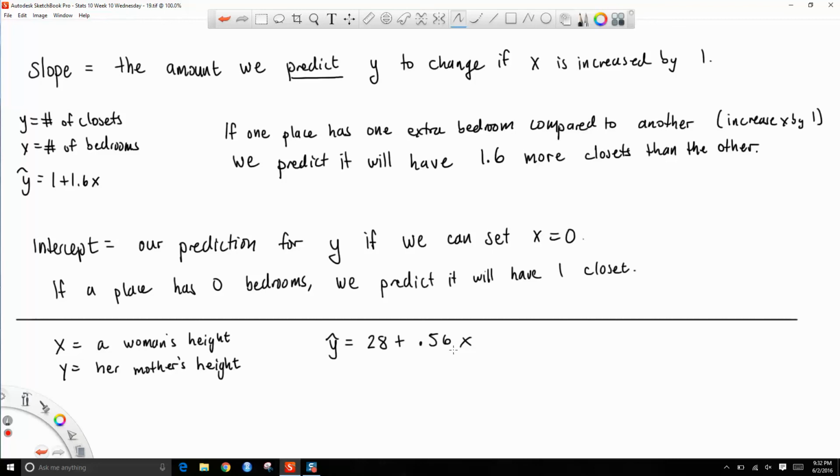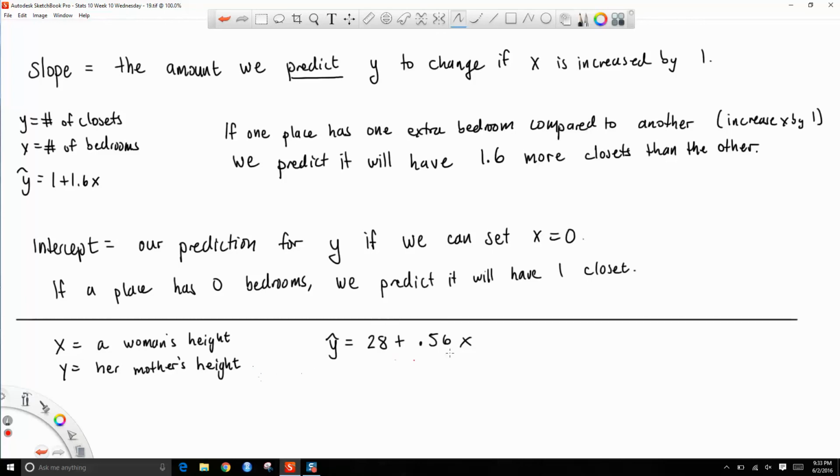And as far as the intercept goes, it would be our prediction if we set x to 0. Now this is where it doesn't make sense. If we plugged in 0 for a woman's height, that's a person that doesn't exist. You can't have a height of 0. And we would predict said person to have a mother who is 28 inches tall, but that doesn't make sense either. So in certain circumstances you can plug in x equal to 0, and in other cases it does not.